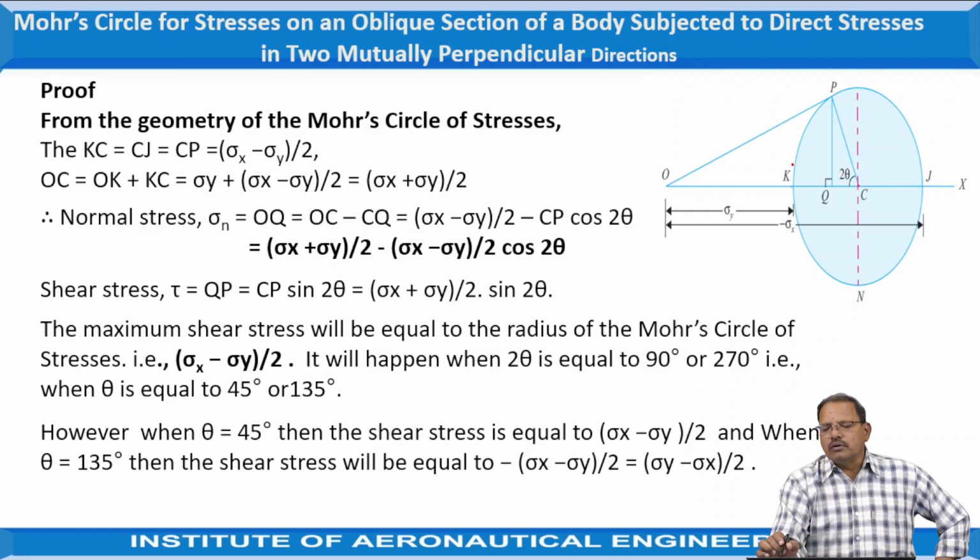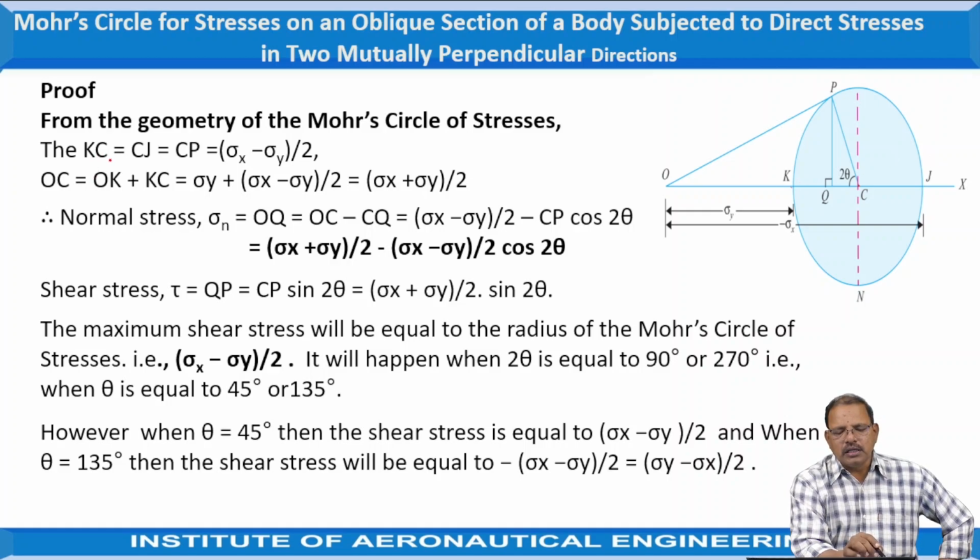Here, KC is equal to CJ, which is also equal to CP, which is equal to half of the difference of the stresses, that is, (sigma x minus sigma y) by 2.